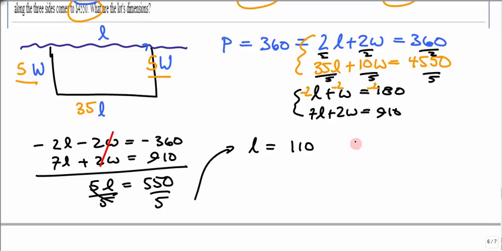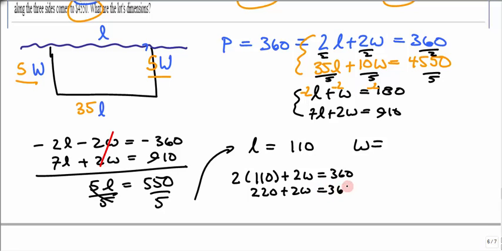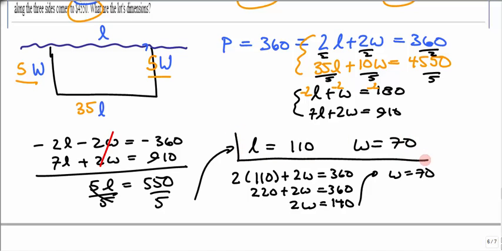Now to figure out what W equals, I would just plug that back into anywhere I wanted to up here. So I'm going to say 2 times 110 plus 2 times the width equals 360. So 220 plus 2W equals 360. 2W, 360 minus 220 is 140. So I get W equals 70 here. So these are my 2 dimensions. Now in my math lab, it specifically asks you, what is the longer dimension? You'd put in 110. What is the shorter dimension? You'd put in 70.